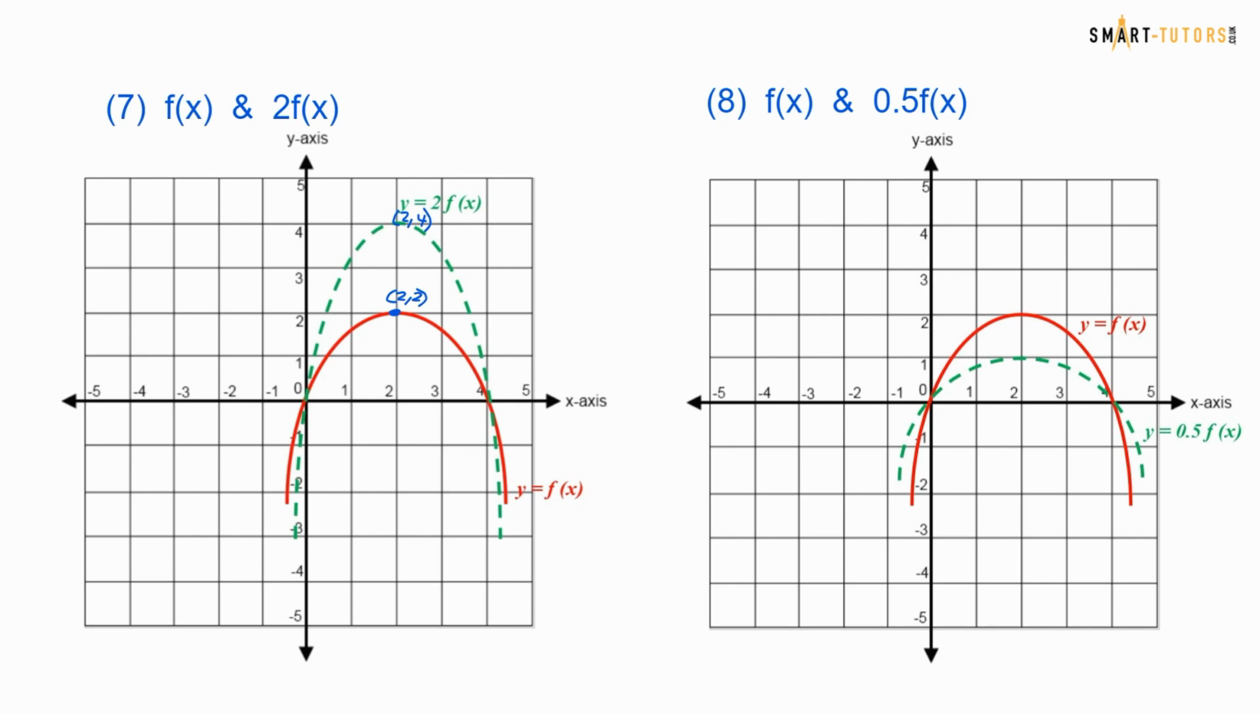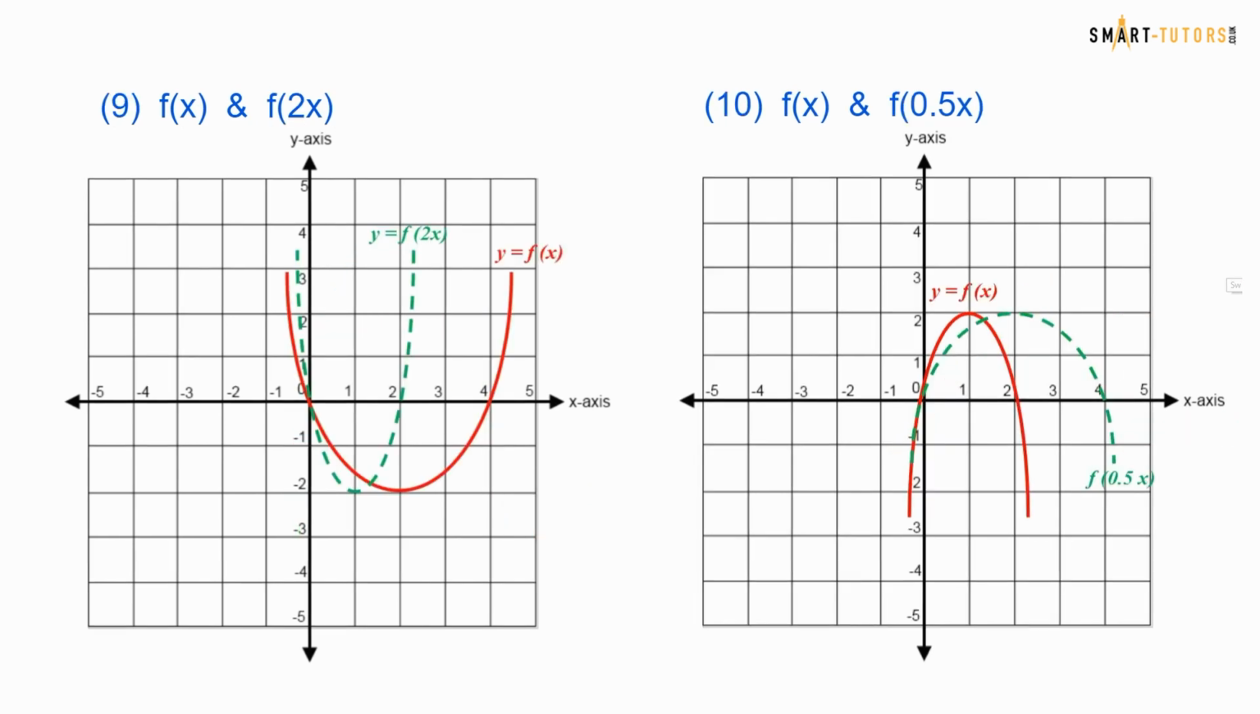Type 8, f(x) and half of f(x) or 0.5 f(x). That means the y coordinate here (2, 2) is going to be turned into (2, 1). So the y coordinate 2 turned into half, which is 1. That is type 8.